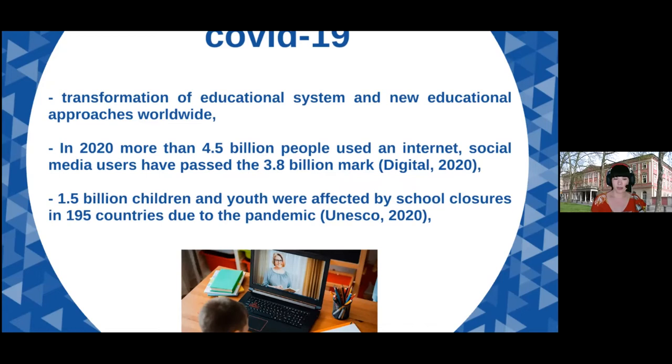According to the Digital 2020 report, more than 4.5 billion people used the internet in the last year, while social media users have passed the 3.8 billion mark. Nearly 60% of the globe's population was online. UNESCO reported that 1.5 billion children and youth were affected by school closures in 195 countries due to the pandemic. And half of all students did not have computer access, and more than 40% were without internet access in their homes. Consequently, most schools in these affected areas were finding stopgap solutions to continue teaching, but the quality of learning is heavily dependent on the level and quality of digital access.